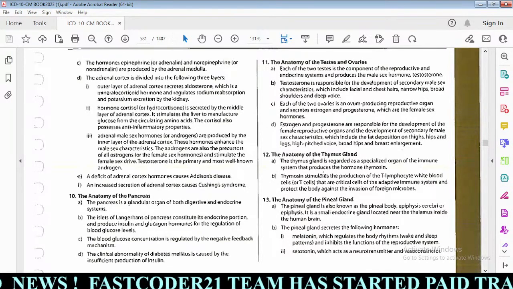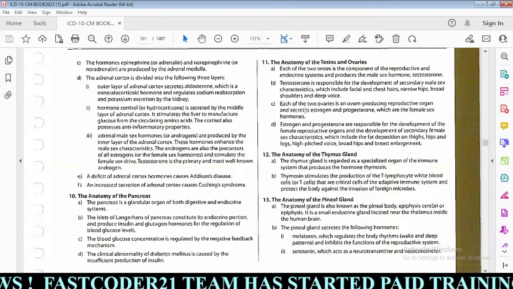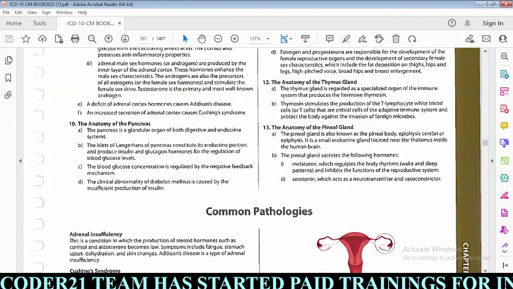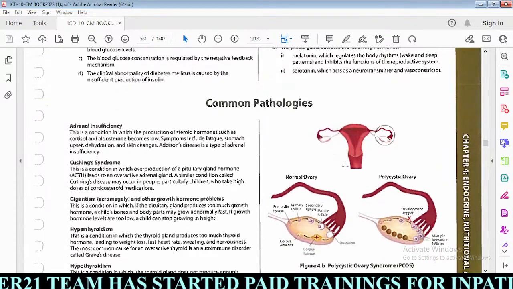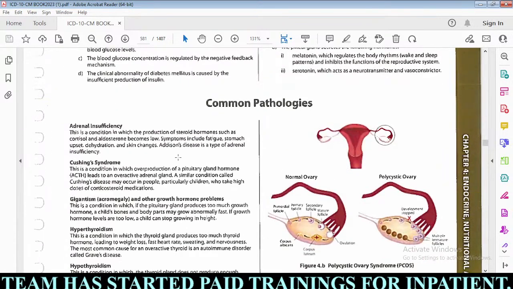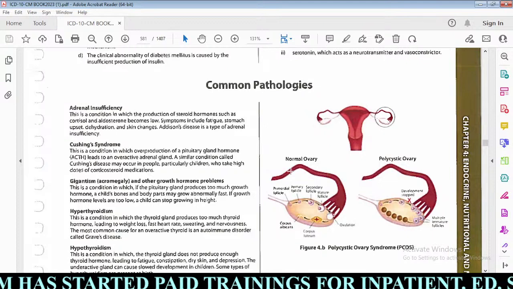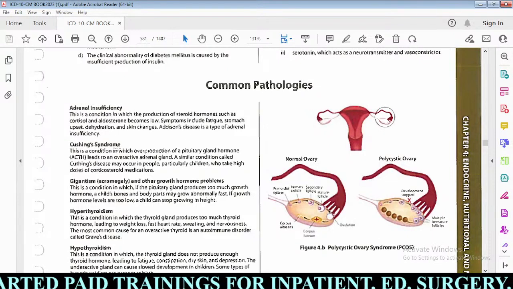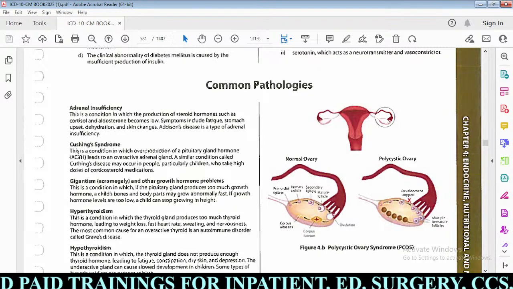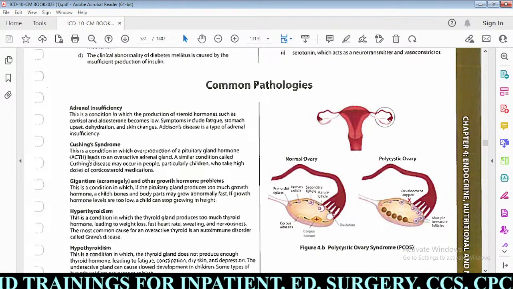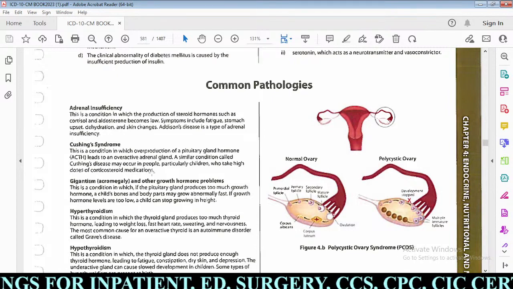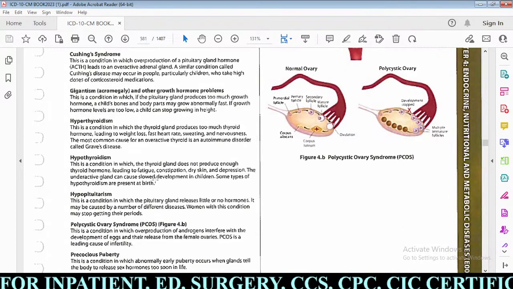And also we have anatomy for testes and ovaries. Common pathologies related to this one. So if you don't know the Cushing syndrome definition, how do you check here? Here you can check. This is a condition in which there is overproduction of pituitary gland hormones. So like that, you need to use this book.